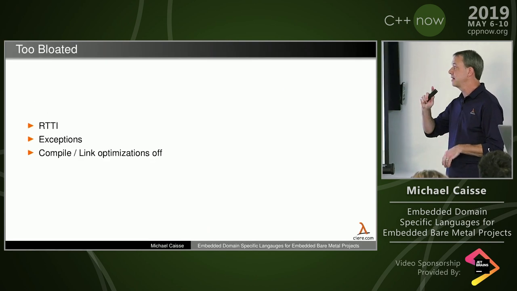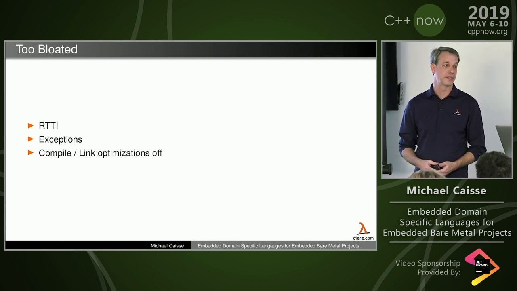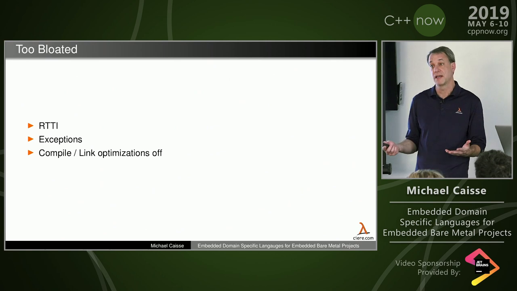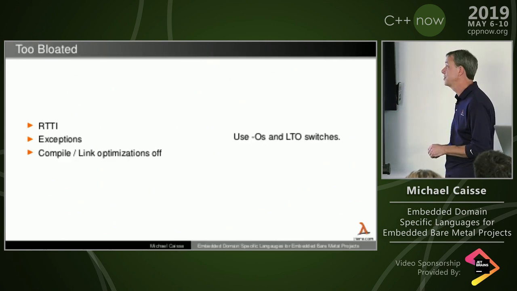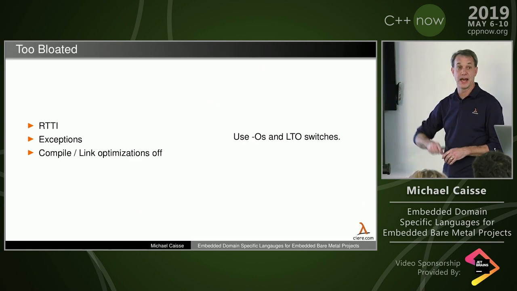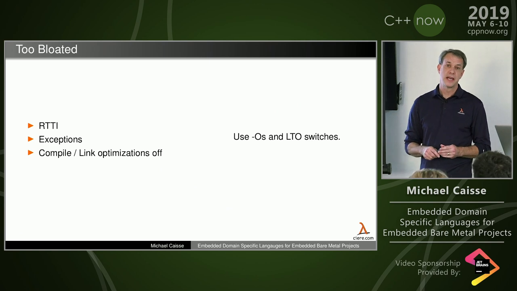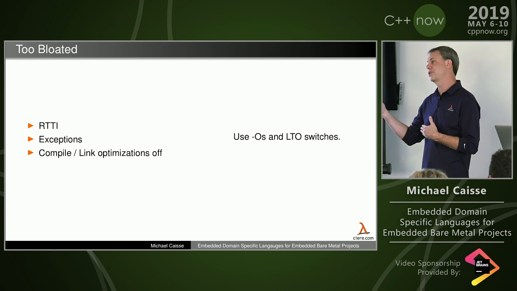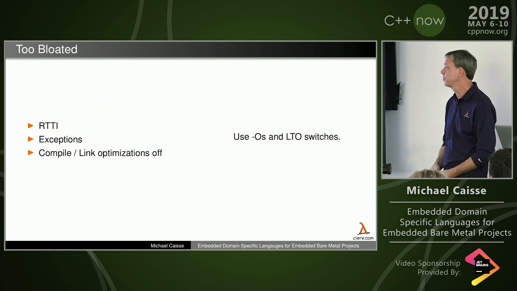The other is, compile and link time optimizations are often turned off in projects. And so you end up with bloat because you just aren't using the tool the way that the tool wants to be used. And so use -Os as a minimum and LTO switches. LTO requires both switches at the compile time and at the link time. And you can get some pretty nice results.